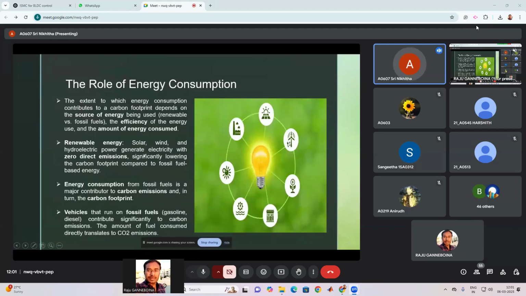Renewable energy such as solar, wind, and hydroelectric power generates electricity with zero direct emissions, also lowering the carbon footprint compared to fossil fuel-based energy. So, energy consumption from fossil fuels is a major contributor to carbon emissions and the carbon footprint. Vehicles that run on carbon fuels such as gasoline and diesel contribute significantly to carbon emissions. The amount of fuel consumed directly translates to carbon emissions.